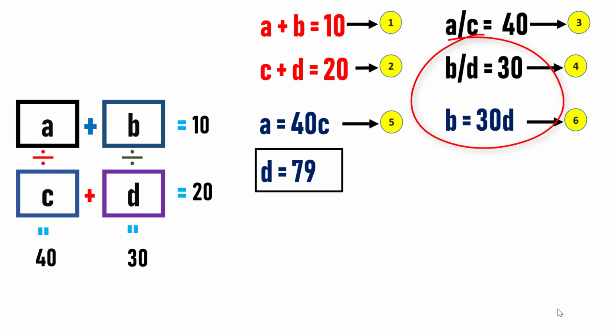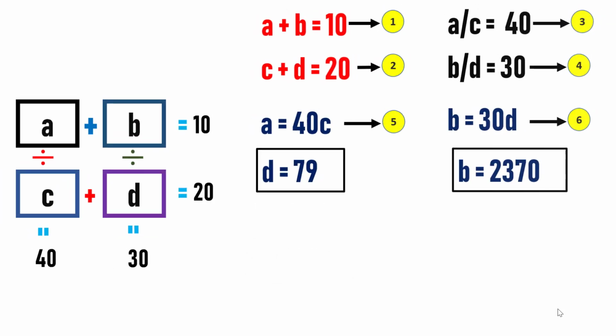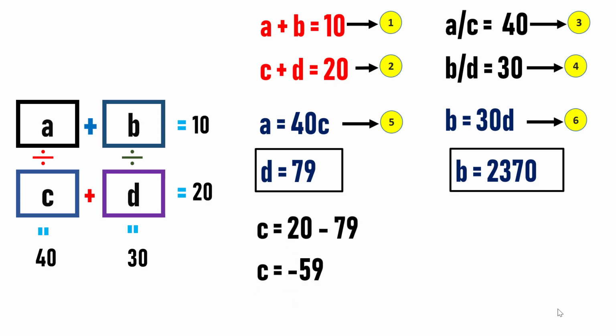From equation 6, B equals 30D. After substituting the value of D, the equation becomes B divided by 79 equals 30. Solving this, we get 2370. This is the value of B. From equation 2, C plus D equals 20. Substituting the value of D, the equation becomes C equals 20 minus 79. Solving this, we get minus 59. This is the value of C.